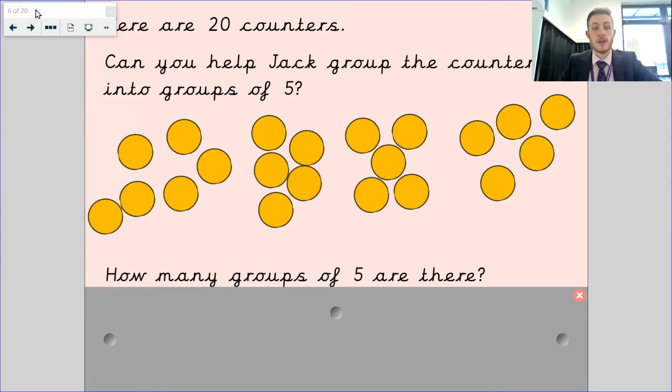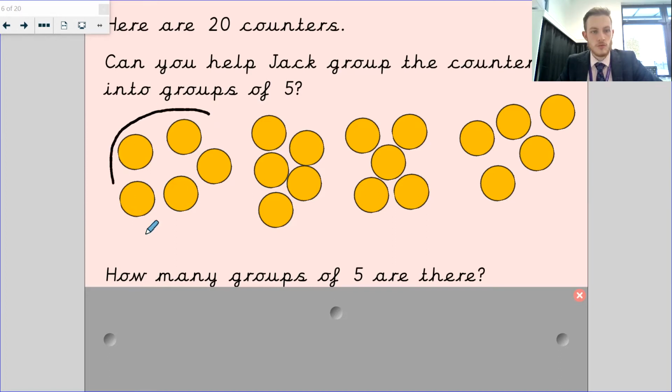Here are 20 counters. Now what I'm going to do is see how many groups of 5 there are here. So let's have a look. I'm going to group them into 5s. Let's check. 1, 2, 3, 4, 5. That is one group of 5.